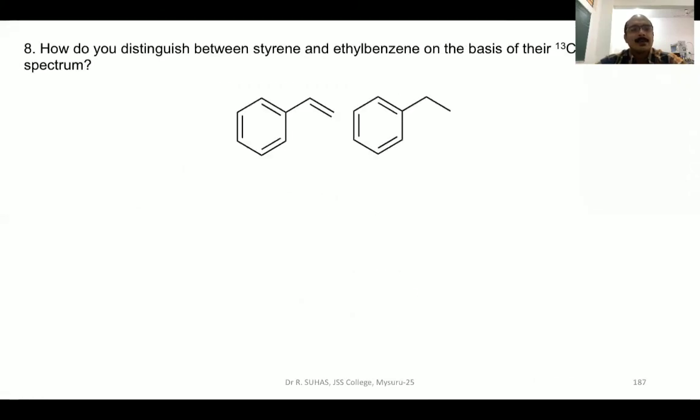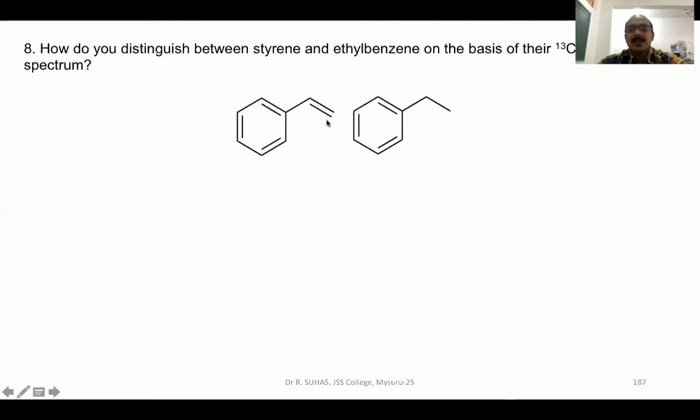Next compound. How do you distinguish between styrene and ethyl benzene on the basis of their C13 NMR spectrum? So they have given just the names of the compounds as styrene and ethyl benzene. So when such a question is asked, first you should essentially write the structures of the given compounds. So styrene, it is alkene attached to benzene. Ethyl benzene is ethyl group attached to benzene. So this is styrene and this is ethyl benzene.